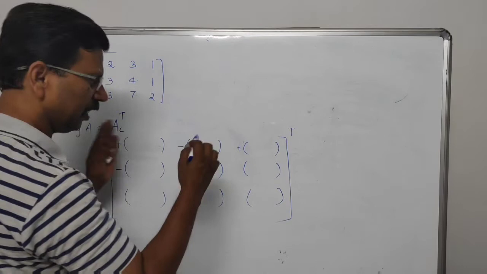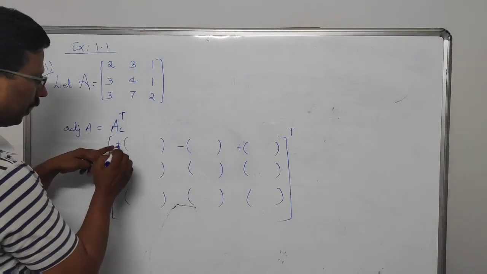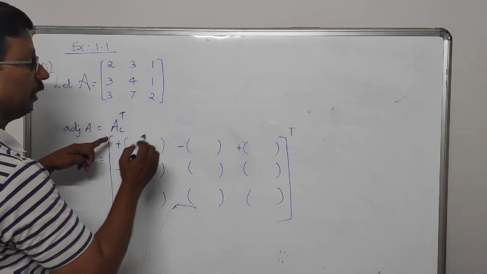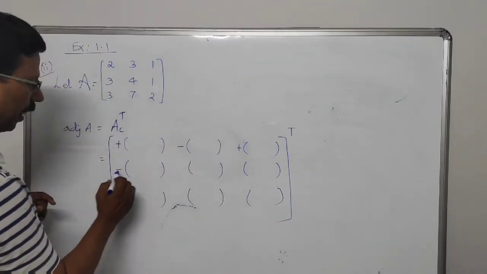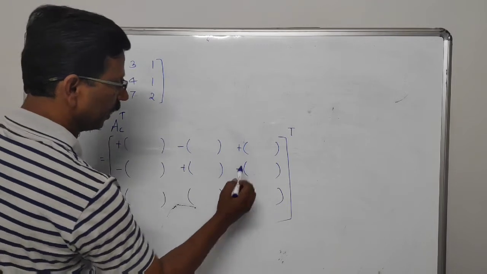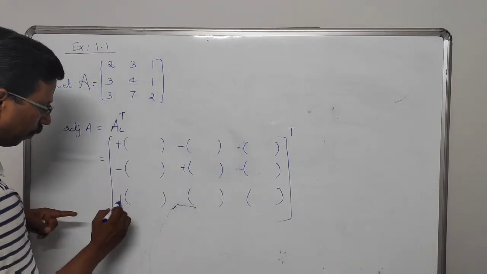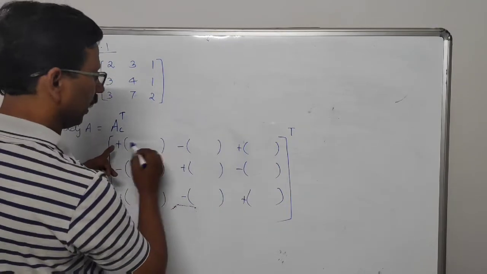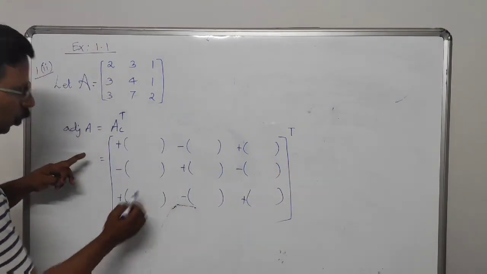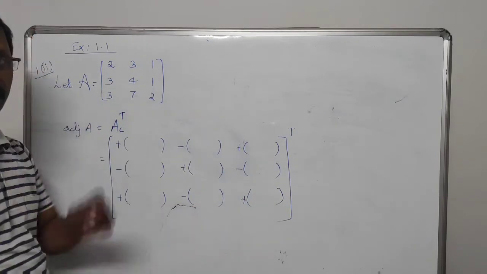Likewise, we will not find it each and every time. The first one is a plus sign, so you can just write the signs alternately: plus, minus, plus, then minus, plus, minus. Then after this minus you can write plus, this is minus, this is plus. Row wise you get alternate signs, and column wise also you will get alternate signs. This you must keep in mind.